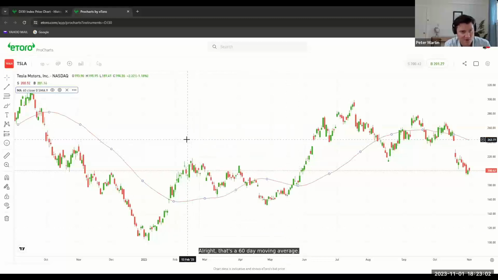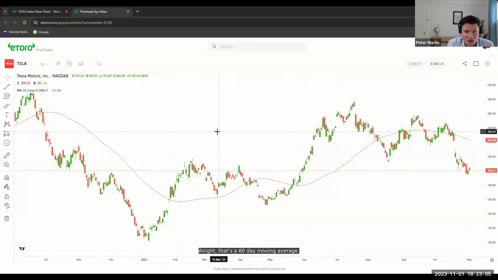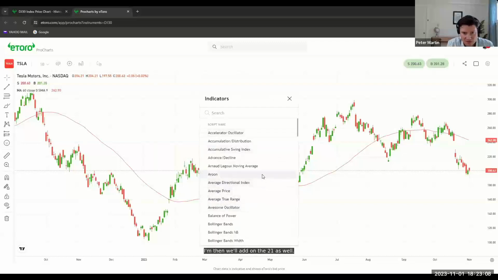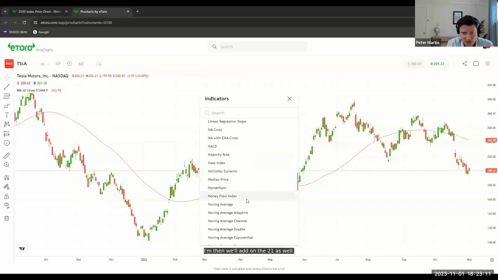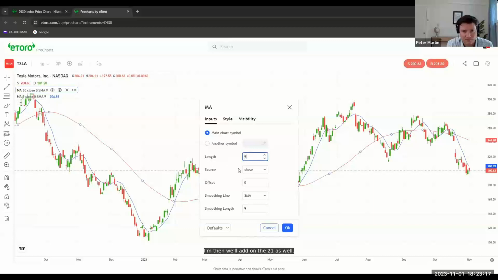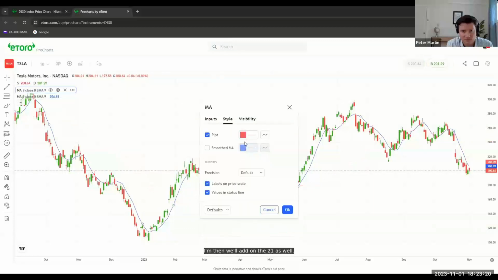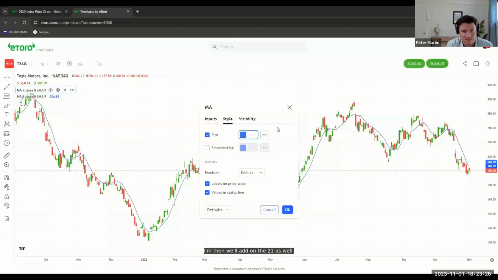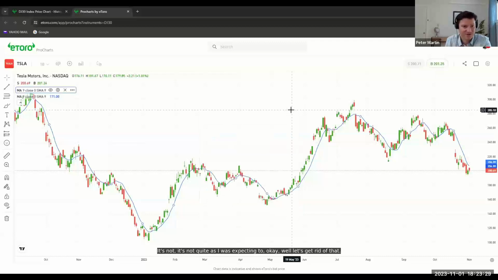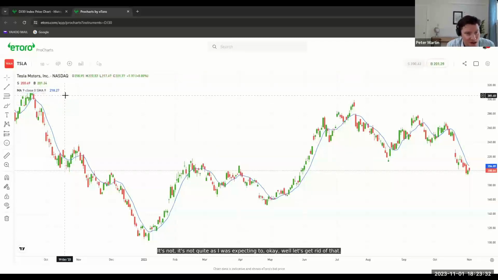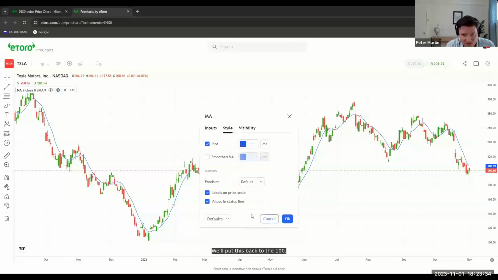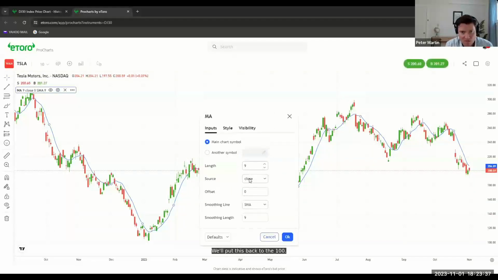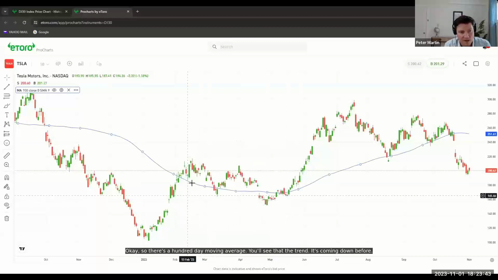All right, that's our 60-day moving average. And then we'll add on the 21 as well. It's not working quite as I was expecting it to. Okay, well, let's get rid of that. And we'll put this back to the 100-day moving average. Okay, so there's our 100-day moving average.